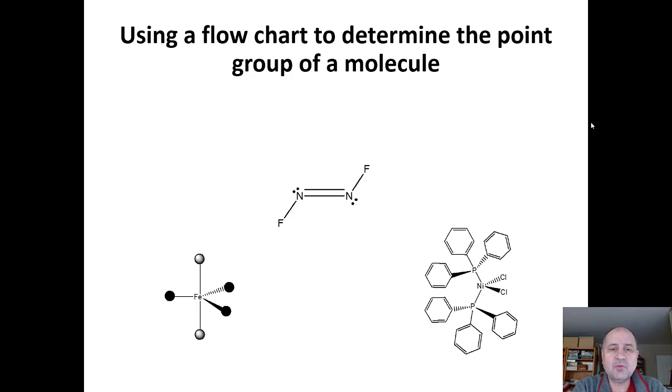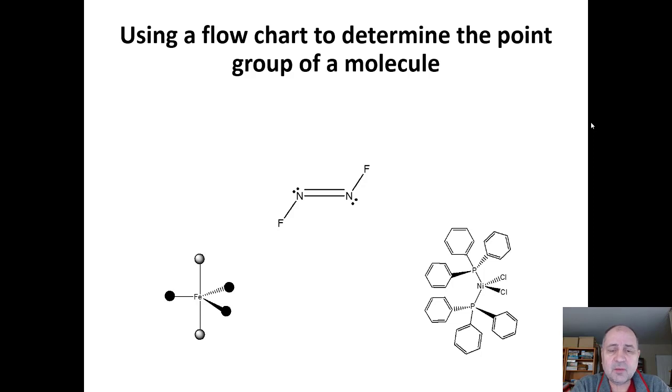Let's learn how to use a flowchart in order to assign a point group to a molecule. You may be asked to determine on an exam or a quiz to assign a point group to any of these molecules, such as the ones shown below. And there's a number of flowcharts available.